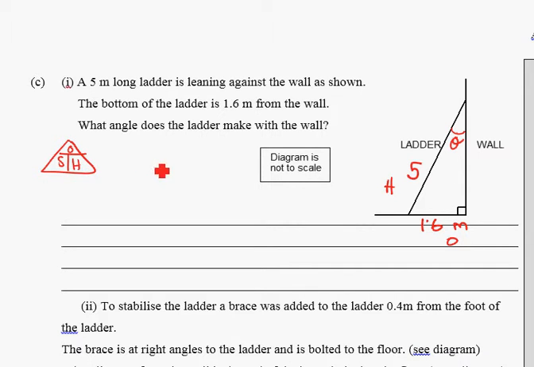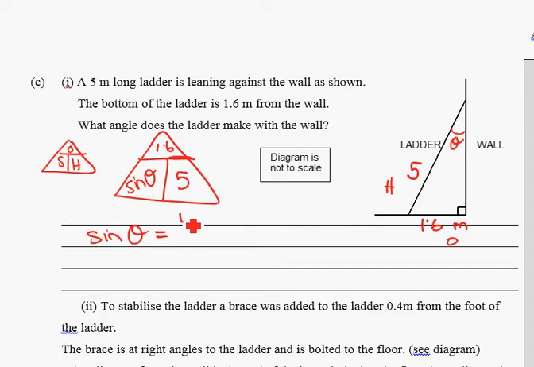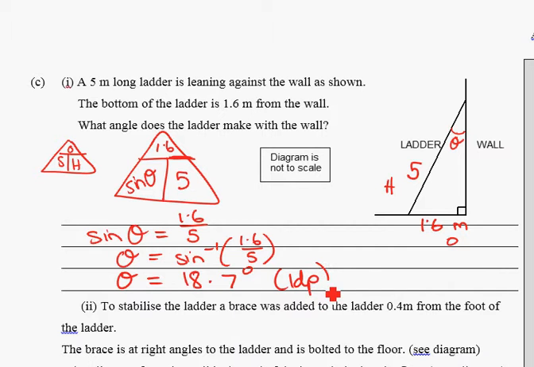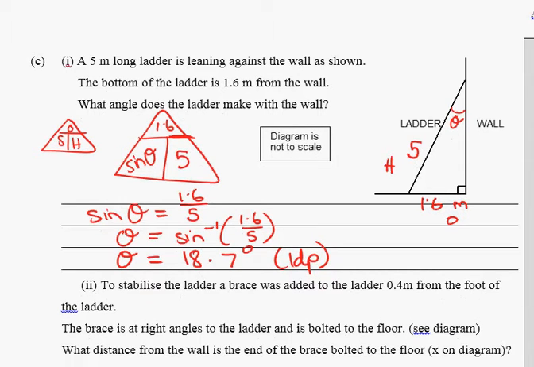So putting in what we know. So sine of theta, opposite side, hypotenuse, it's a division problem, sine theta equals 1.6 over 5. Now when we're looking for angles, I know we need to use inverse, sine inverse, and that equals 18.7 degrees, 1 decimal place.